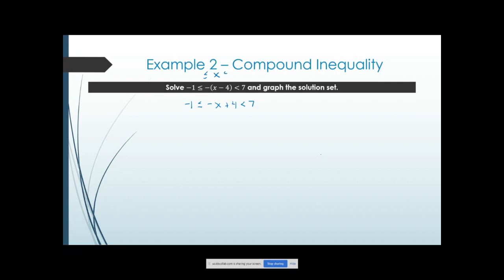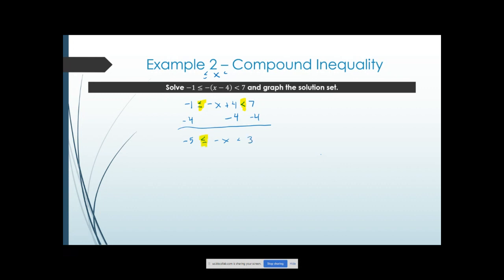Okay, so I want my x in the middle, so I need to remove that 4 that's in the middle with it. And if it helps you, you can highlight so you can see where the middles are if you get lost in the symbols. So I need to subtract 4, and I need to subtract that from the left, the middle, and the right. So you're going to do it 3 times. So that will give us -5 is less than or equal to negative x, which is less than 3.